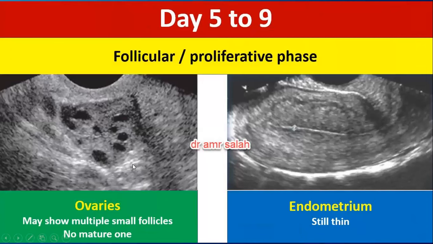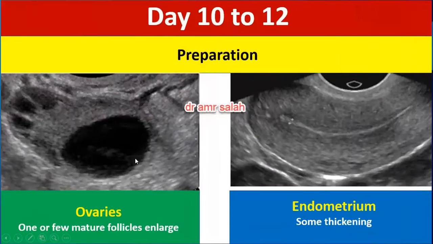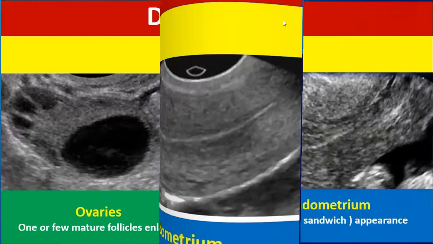The endometrium is still thin, and the ovary shows small follicles. There is none that is particularly large. This is the early proliferative phase and follicular phase, from 5 to 9 days. Here, this is the preparation for ovulation. We see one or a few mature follicles in the ovary that correspond to the beginning of thickening of the endometrium. This is day 10 to 9.